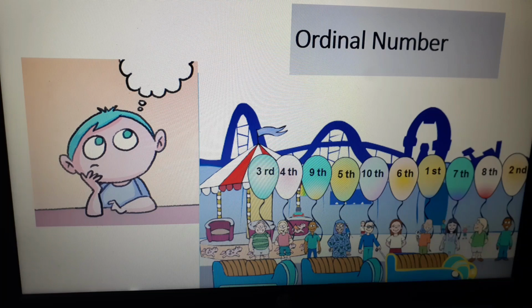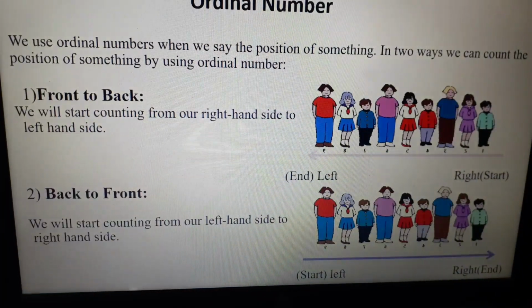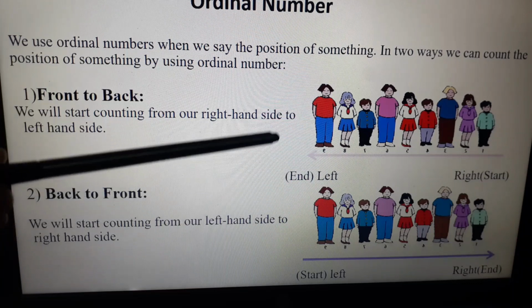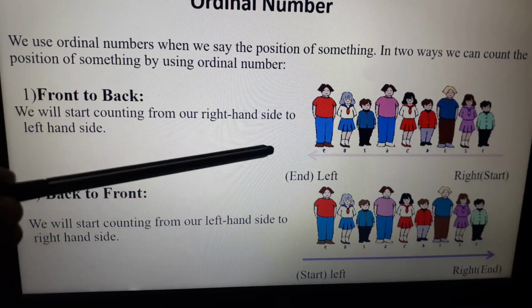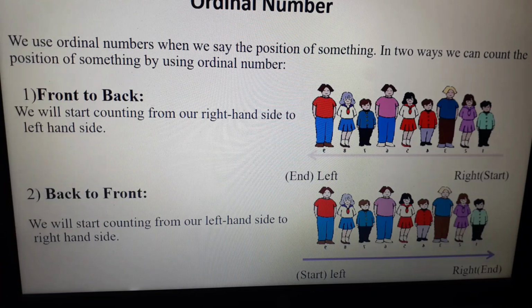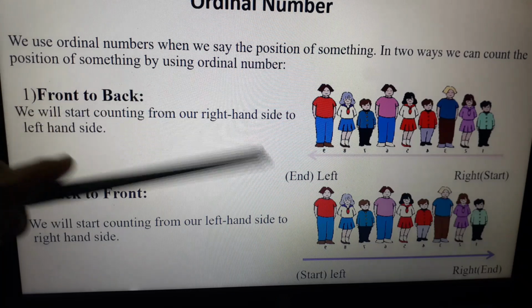Okay, some of you may have an idea and some of you don't. Let me help you. We use ordinal numbers when we say the position of something or someone. In two ways we can count the position of something by using ordinal numbers. So let's focus. Here I have given two pictures which are the same picture, because there are two ways of knowing the position using ordinal numbers.